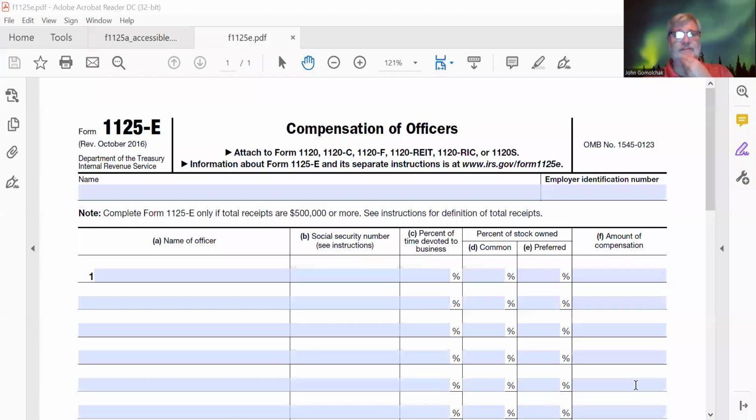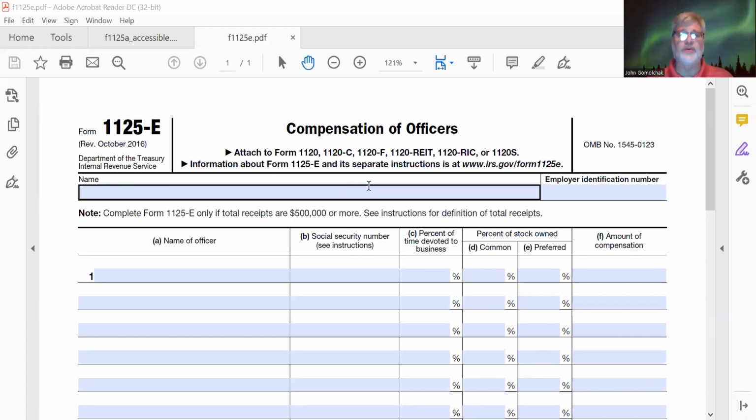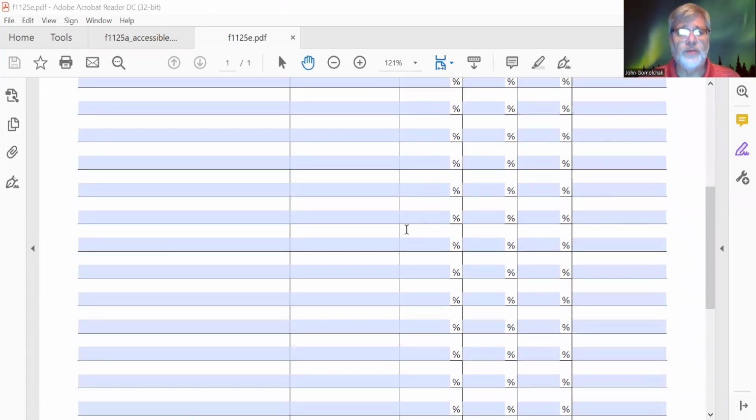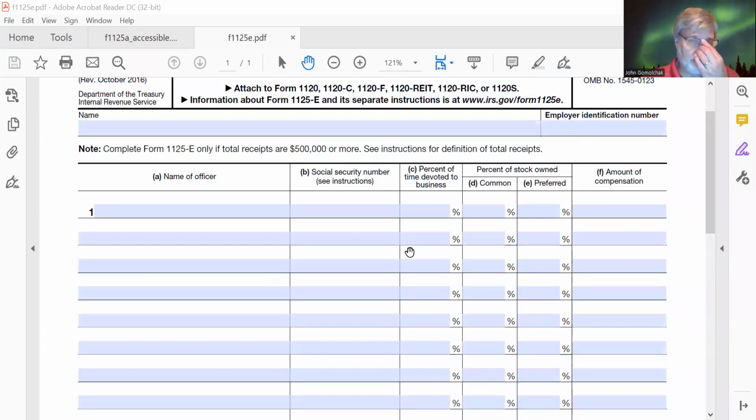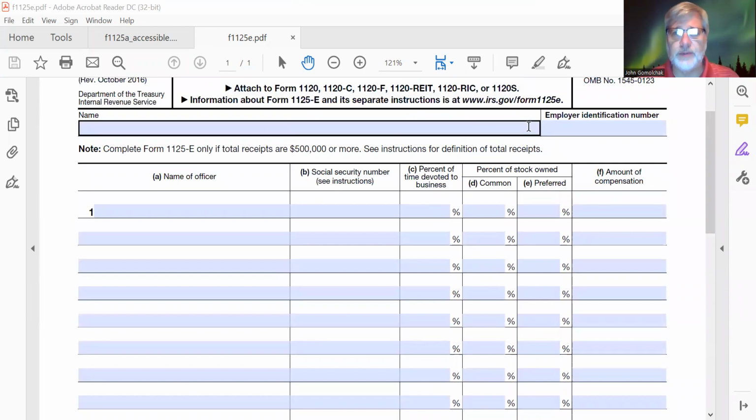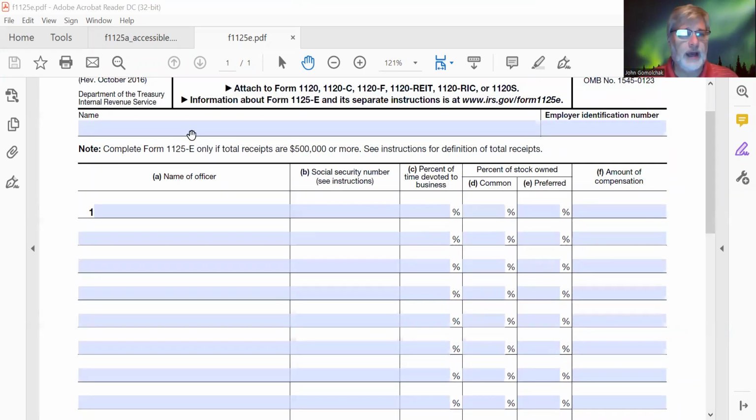All right, so 1125E is compensation of officers. Also available for use for many different forms, 1120, 1120C, 1120F, 1120 REIT, Real Estate Investment Trust, 1120 RIC, or 1120S. This form is just the form. We do not have the instructions. The instructions are a separate document that you can get at the IRS website. But I don't think this is so complicated that we need to go there.